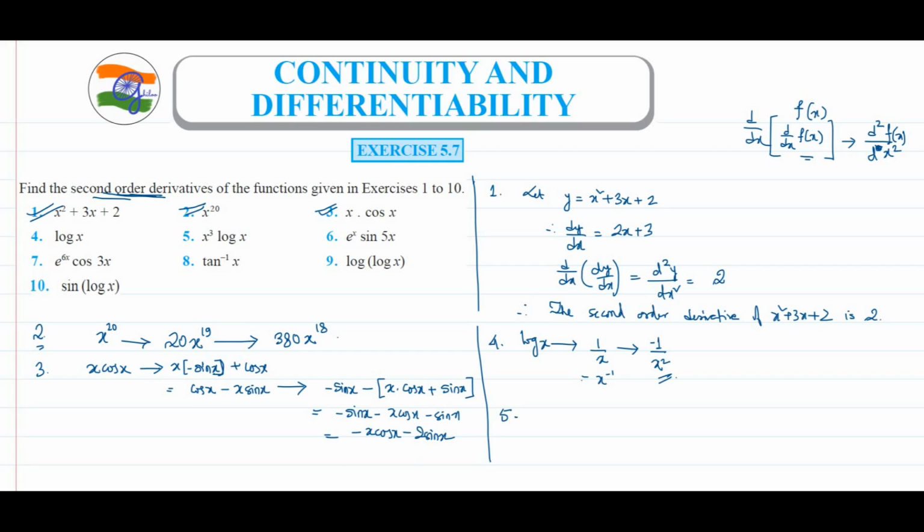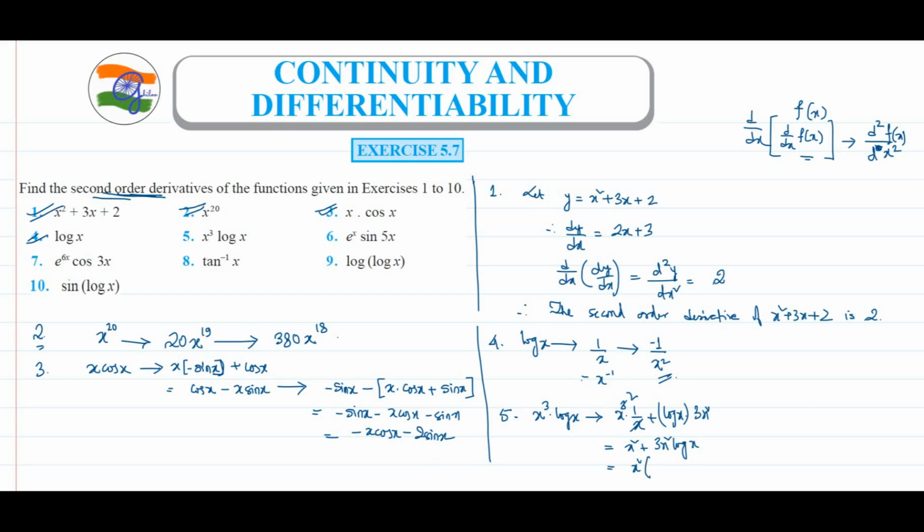Coming to question number 5, that is x cube log of x, once again in the same way as we did question number 3, x cube times log of x. Let us differentiate it once and we will be getting x cube times 1 by x, keeping x cube, plus keeping log of x, we are getting 3x square. So x and x cube cuts to be x square, so the result is x square plus 3x square log of x. Now you can do it in two ways.